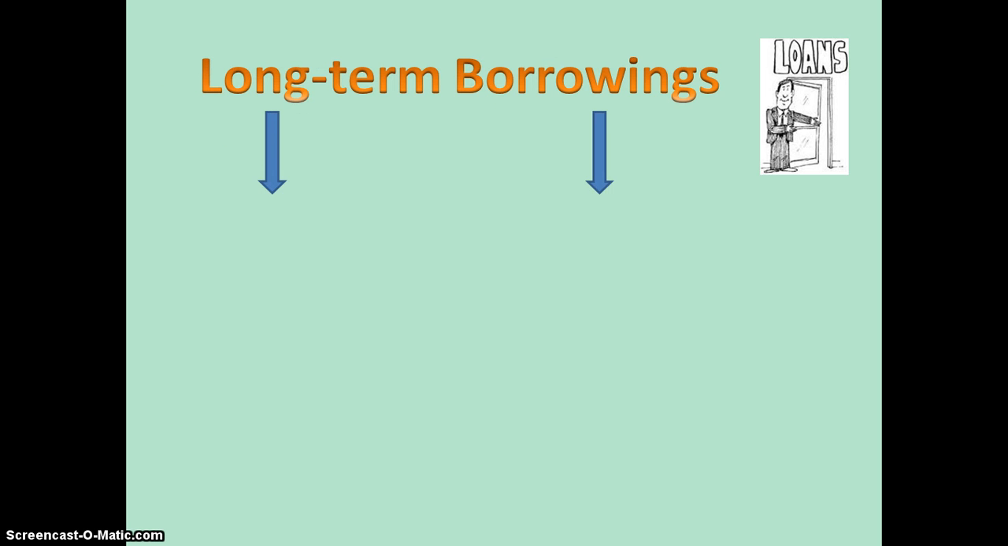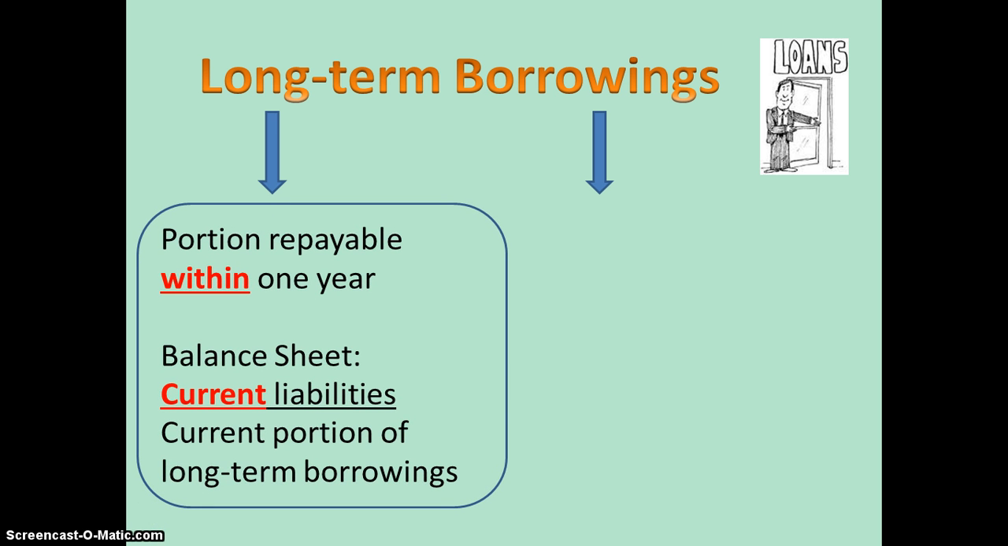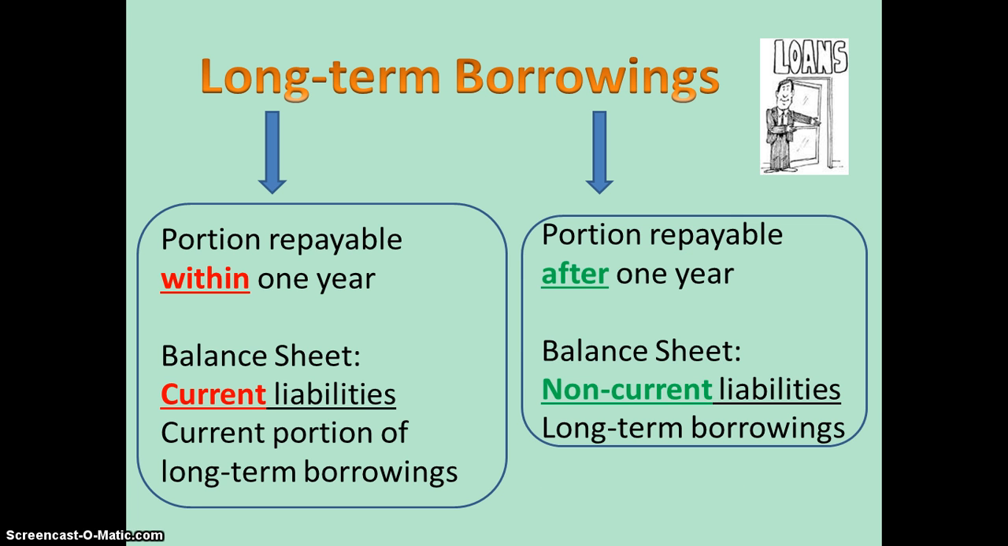Long-term borrowings can be classified into current liability and non-current liability in the balance sheet depending on the repayment period. The portion repayable within 1 year is classified under current liability in the balance sheet as current portion of long-term borrowings. The portion repayable after 1 year is classified under non-current liability in the balance sheet as long-term borrowings.